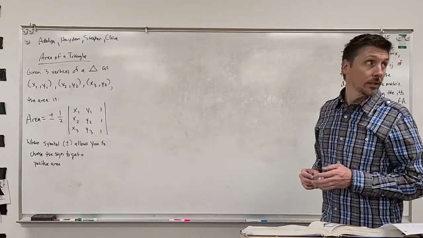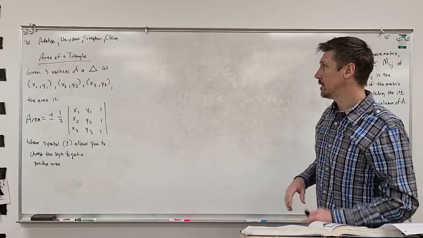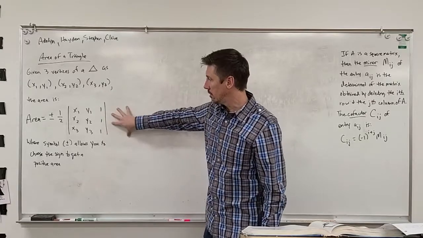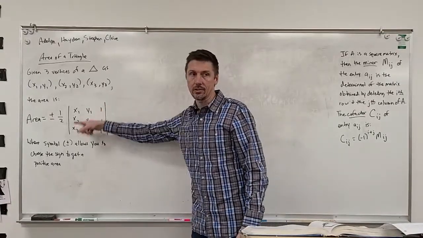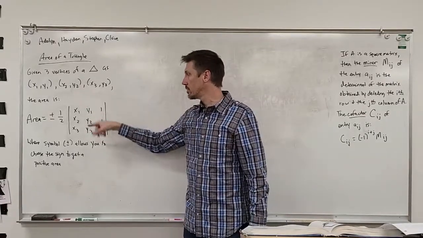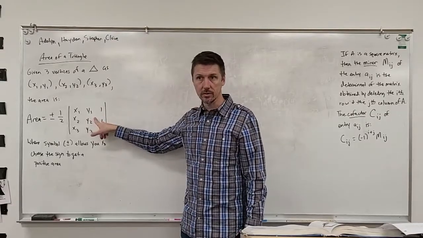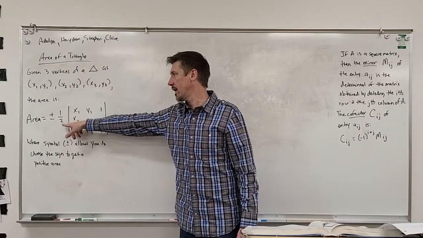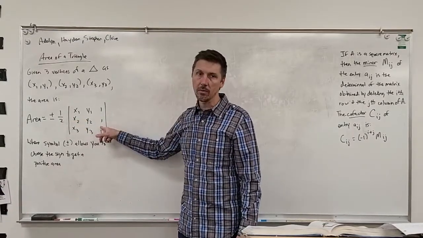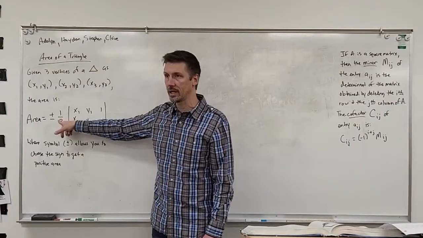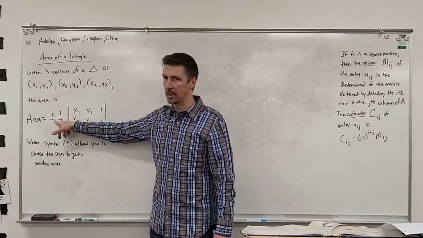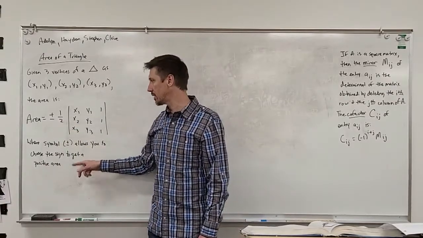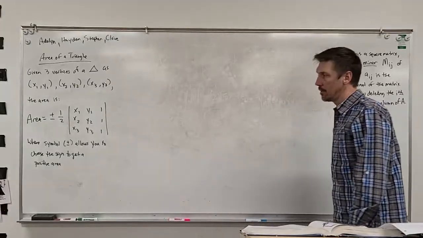So basically what we're doing is, if we have our points given like this, we create a matrix that looks like this based on these points, find the determinant of this matrix, and then we multiply it by positive half or negative half. If your determinant's a negative number, then you're going to multiply it by a negative half. If it's a positive number, you multiply it by a positive half. And we do that because area has to be a positive number, right? So it just allows you to pick the sign that will give you a positive area.